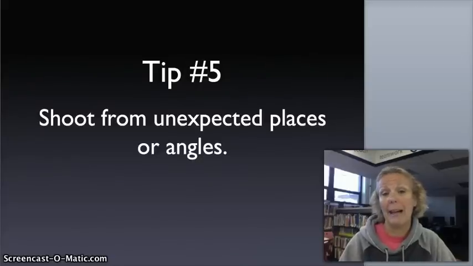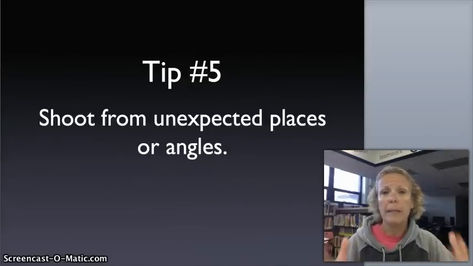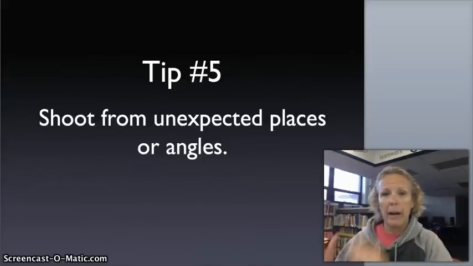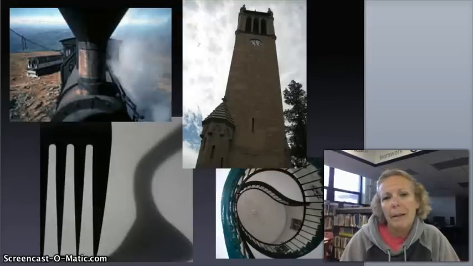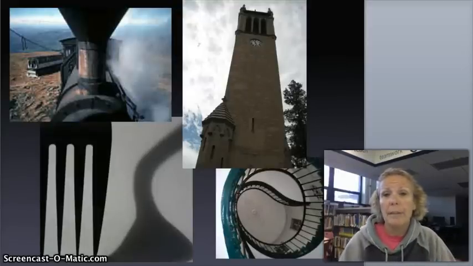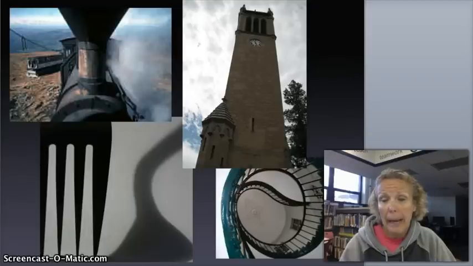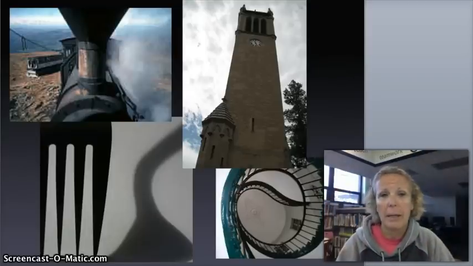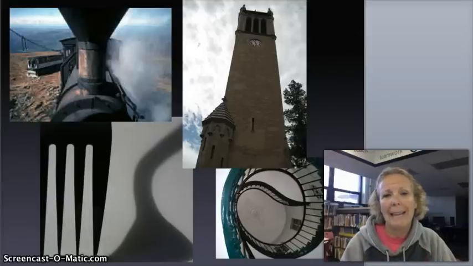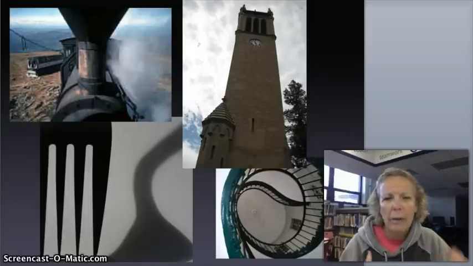Number 5, this is one I like. I hope you practice this one in lab this week too. All of them, but this is another one that I think you can work on. Shoot from unexpected places or angles. When we typically take a picture, we're always standing up, looking at our object. Well, there are some interesting things that you can do. Close-ups, standing at the base of the Campanile and looking up rather than just taking a picture of it. I know we all probably can't sit on top of a locomotive, but it illustrates how we can get some interesting things in our pictures.